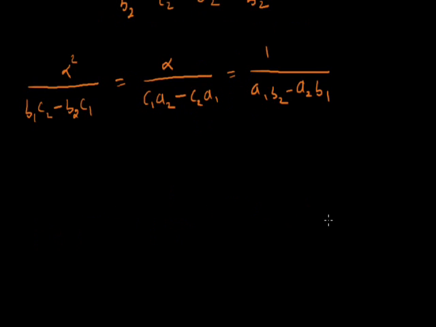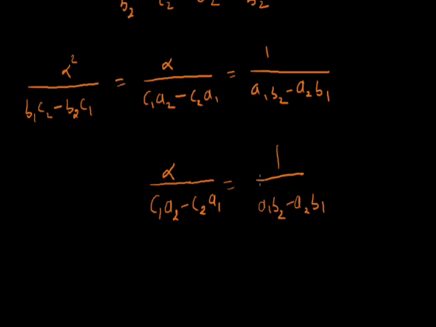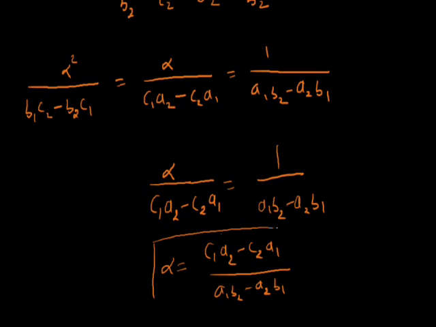Now if I equate the last two, I get alpha upon c1 a2 minus c2 a1 is equal to 1 upon a1 b2 minus a2 b1. क्रॉस मल्टीप्लाई करेंगे तो ये ऊपर चला जाएगा, so alpha is equal to c1 a2 minus c2 a1 upon a1 b2 minus a2 b1. So this is the value of alpha.